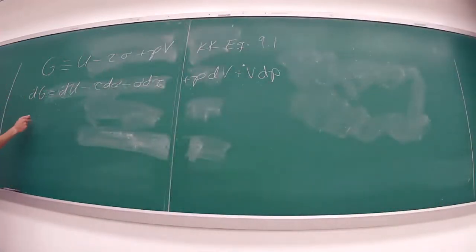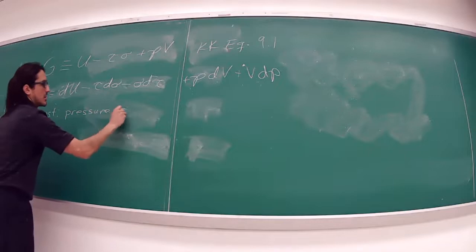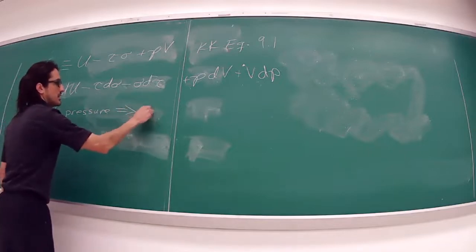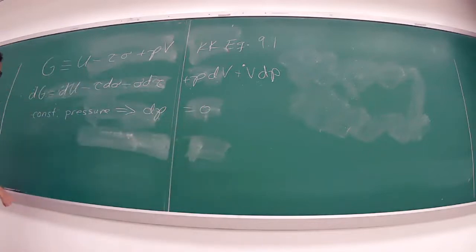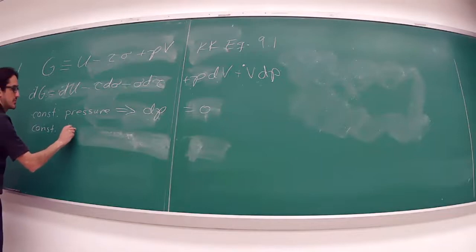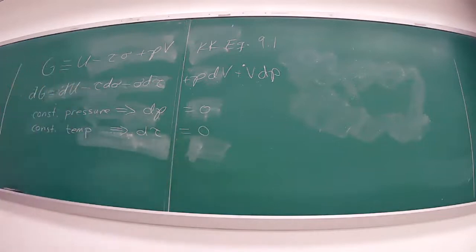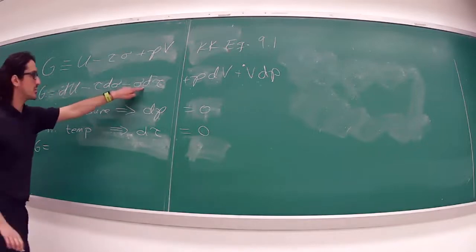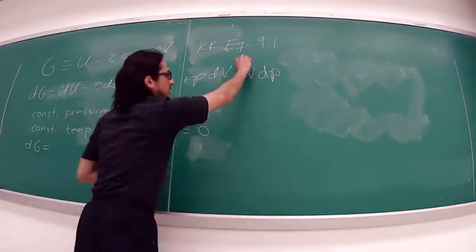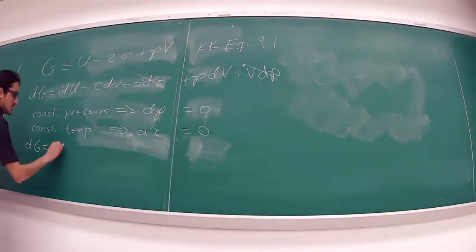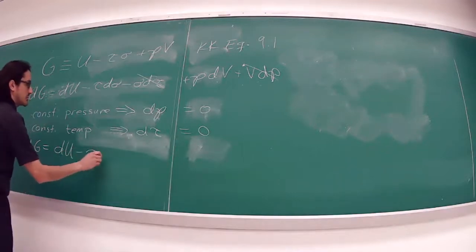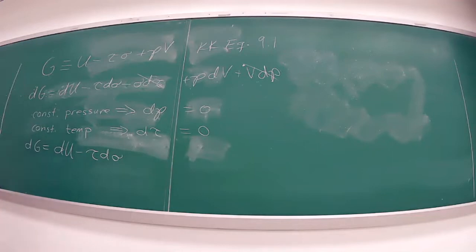So constant pressure implies that dP equals zero, and constant temperature implies that d tau equals zero. And so under these conditions, this term will be zero, and this one will be zero. And so we get dU minus tau d sigma plus PdV.